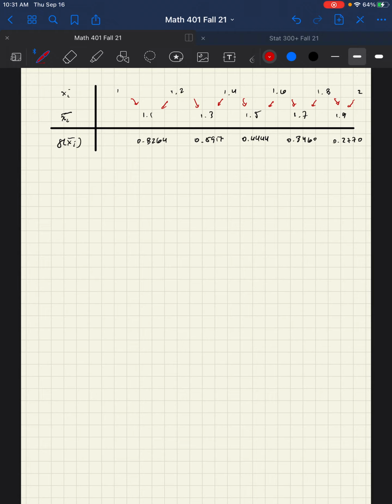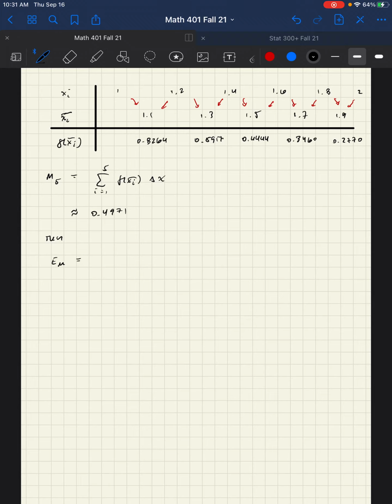So rather than using the endpoints, which there would be 5 of, we're using 5 midpoints. Then m sub 5 is the sum from i equals 1 to 5 of the function values at the midpoints times delta x, which is just going to be add up all the function values, multiply by 0.2, and this is approximately equal to 0.4971. Not too bad.